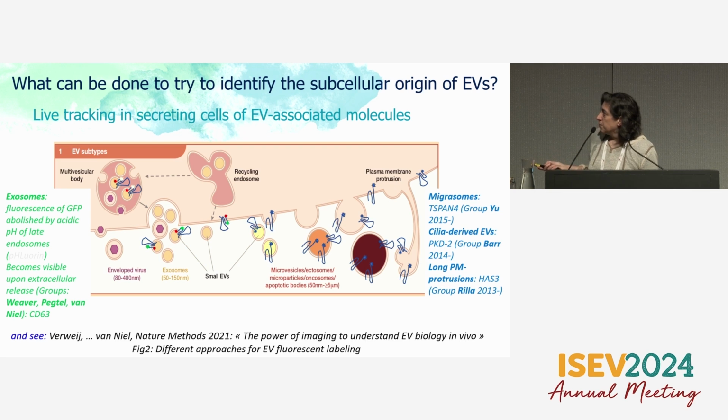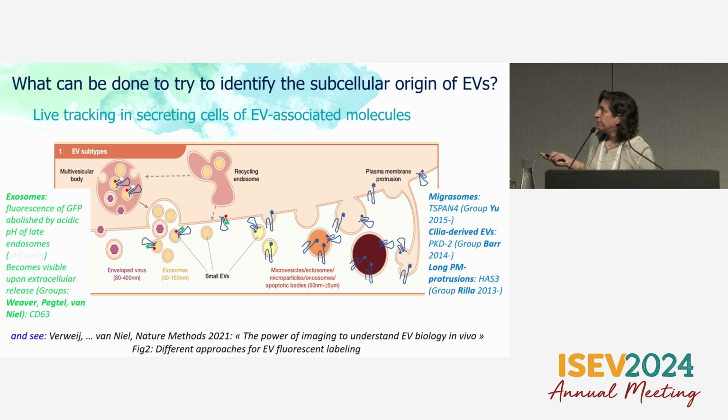Concerning exosomes, there has been a very nice tool that has been generated by the group of Michael Perktel initially, but then used also by the group of Alissa Weaver and Guillaume van Niel, etc., which is a CD63 molecule. So CD63 is one of the tetraspanins that's often used as a marker of EVs. I'm going to come back to that in the next slide.